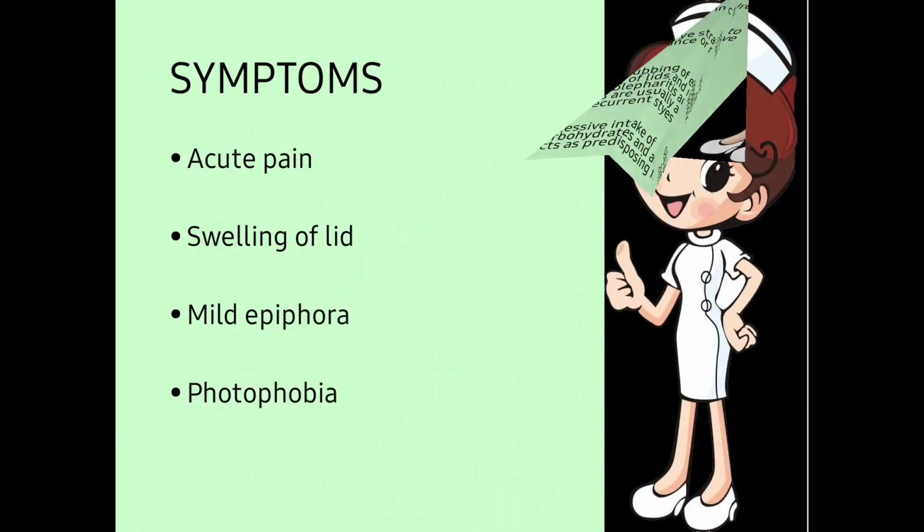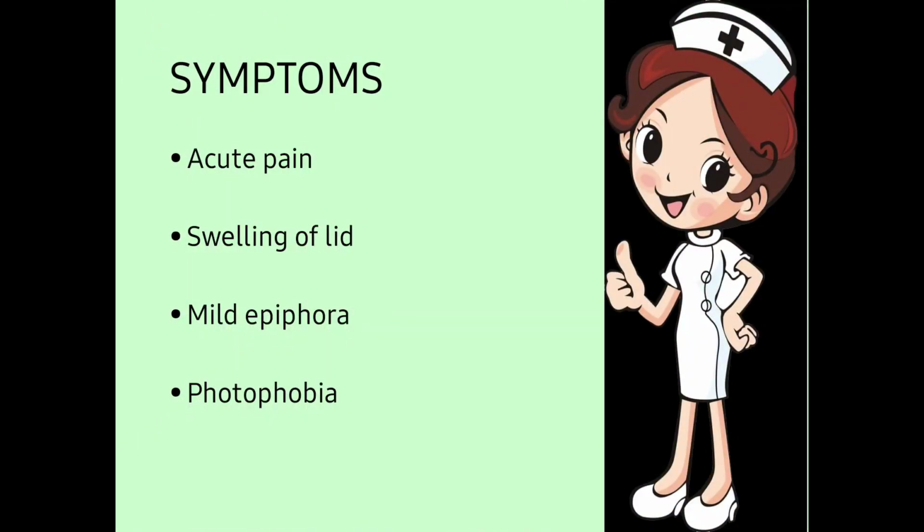Next one, symptoms. So what are the symptoms? Acute pain. Pain takes place in a shorter period of time. Swelling of the lid. Eyelids swell up because the abscess is present there. That is why the eyelid swells up. Mild epiphora. The word epiphora means watering. Some watering takes place. Photophobia. The word photophobia means when you look at the light, it irritates you. You are not supposed to look at the light.